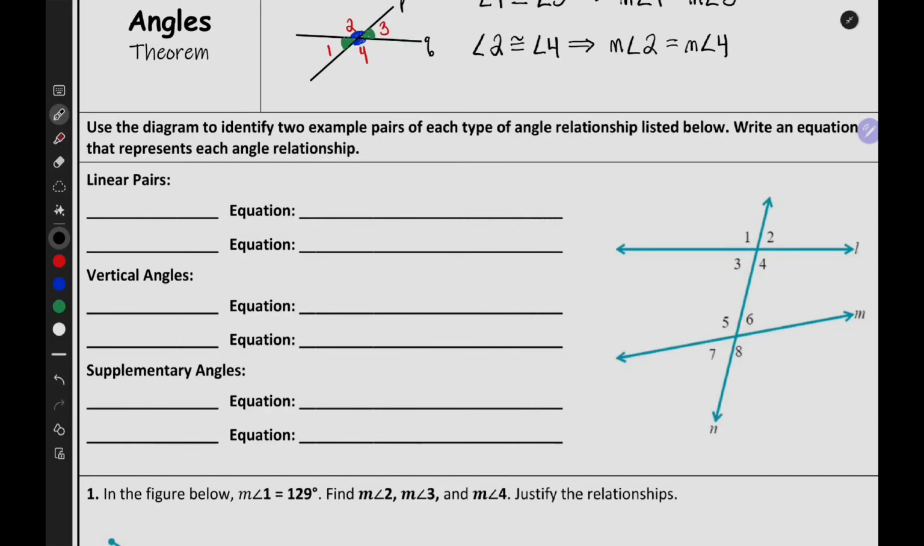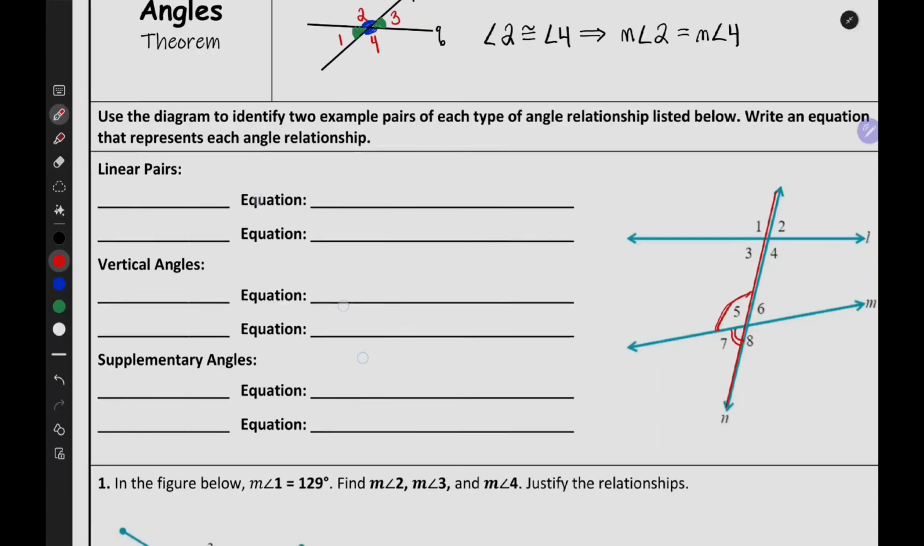It says use the diagram to identify two example pairs of each type of angle relationship listed below. Write an equation that represents each angle relationship. So I'm going to identify a pair, create the equation, and then for the second line, you can identify a pair and an equation. So a linear pair for me, I know I used 1 and 2 before, so I'm going to switch it up and say 5 and 7. Angle 5 here and angle 7 here. They form this line.